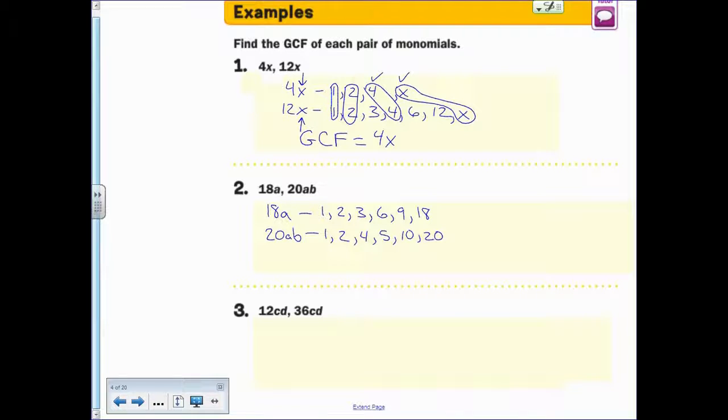But if you also look, the letter A appears in both, so A is also a factor of each one. So the greatest common factor, we need to find the largest number they have in common. Well, here's 1, 2, 3 and 4 don't match, 5, 6 is not in both, 9 and 10 isn't in both, 18, 20 is not in both, but A and A are in both. So if you take the largest number and the letter, the greatest common factor here is 2A.